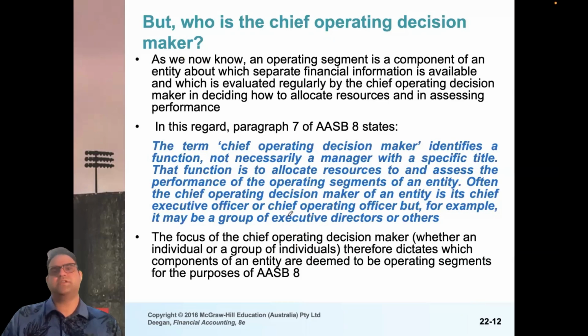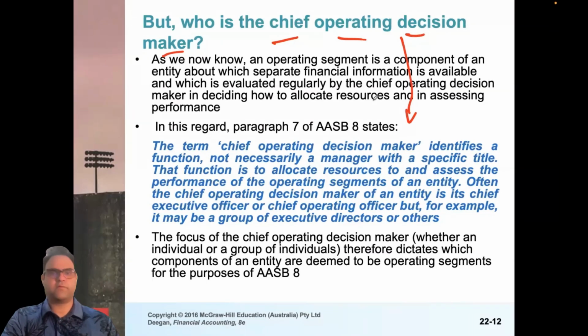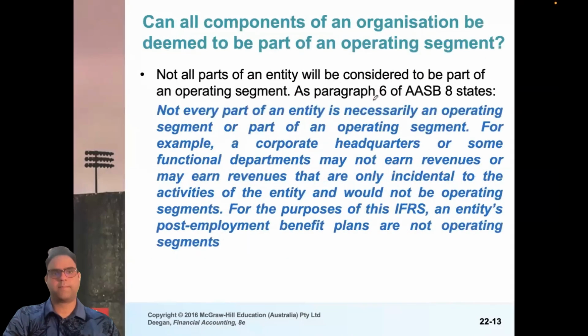Now, who is the chief operating decision maker? We already discussed it can be anyone. It can be the CEO, the CFO, the board of directors, or a team of the board of directors, anyone who decides which is an operating segment and which is not, or which is a reporting segment and which is not.